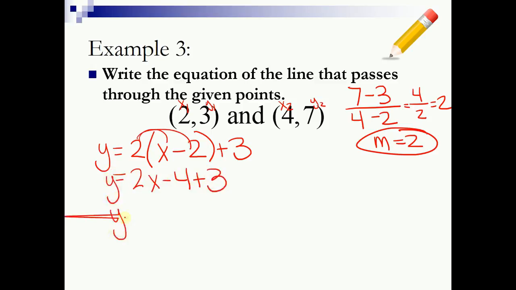So I can get into y equals mx plus b form. So I'll get y equals 2x minus 1. Now, if you use the other way, which you most definitely can if you feel more comfortable in that form, you should get the same answer as I do. If you wish, pause the video right now and check to make sure you do get the same answer as I do. Alright?